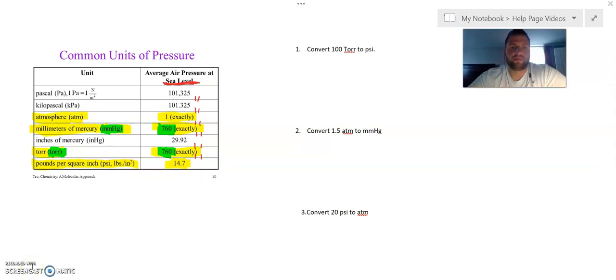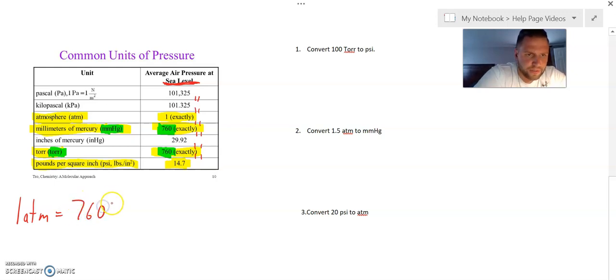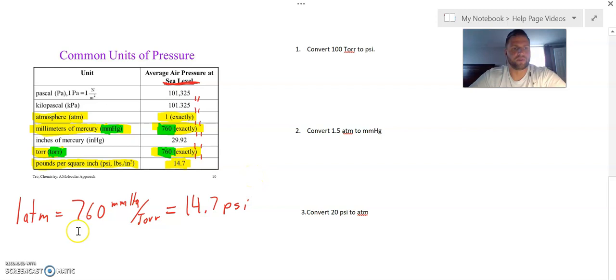Let's go ahead and write the exact pressure relationship into our notebooks that we're going to need to know for chemistry class. And here it goes. 1 atm is going to be equal to 760 millimeters of mercury, or torr. Remember, those are the same things. And that is going to be equal to 14.7 pounds per square inch. That's what PSI stands for. If we want to be very specific, we'll even add that all of these measurements were taken at sea level.